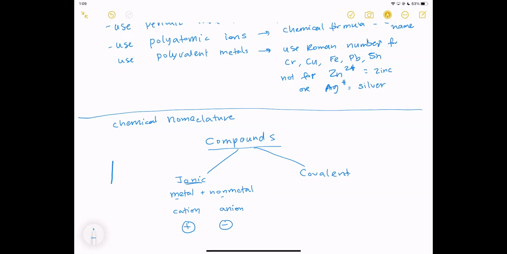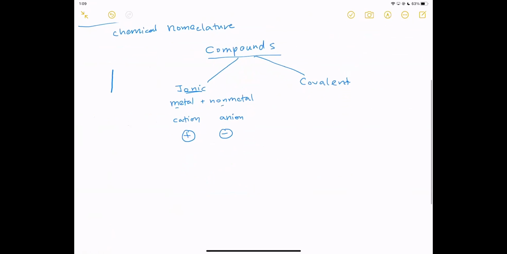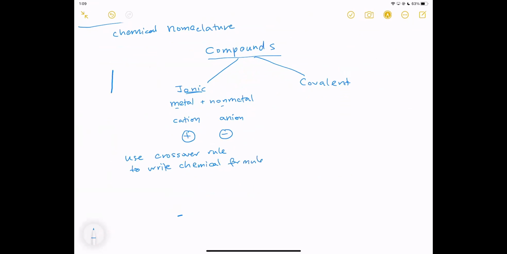And the correct number of charges is where you end up using the crossover rule. So you end up using the crossover rule to write a chemical formula. And the crossover rule gives you the correct number of positive ions to negative ions so that you have no charge overall, that the charges will cancel out.